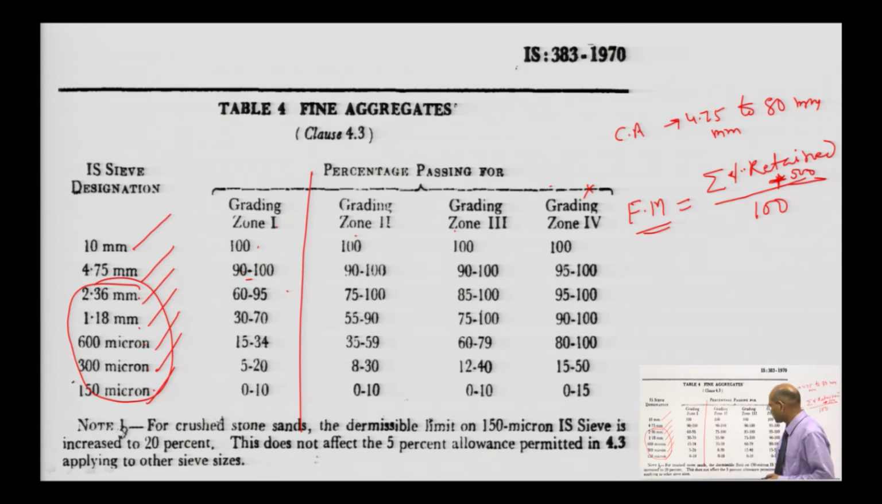For crushed stone sands, the permissible limit on 150 micron IS sieve is increased to 20%. This does not affect the 5% allowance permitted in 4.3 applying to other sieve sizes. So, that you have to consider, first, suppose you want to make aggregate concrete mix. So, this grading is very, very important, this data is important.